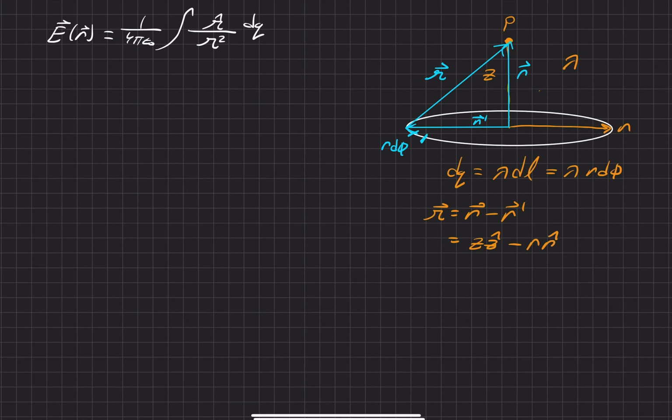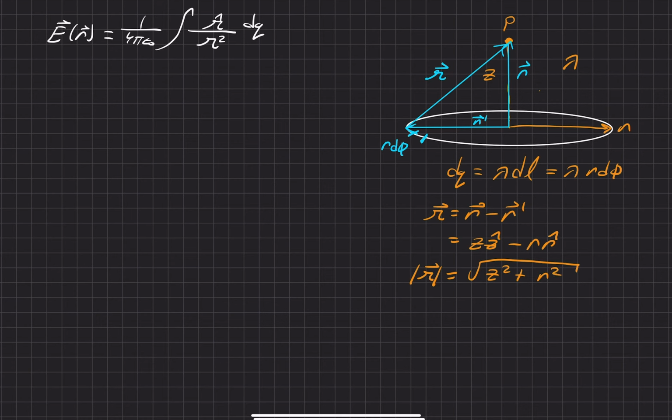And so the next goal is to go ahead and find the magnitude of that separation vector. And of course, from Pythagorean's theorem, this distance is just going to be this squared plus this squared, and the square root of all those. So we'll go ahead and write that.